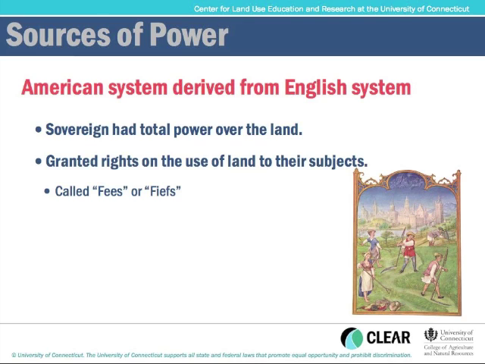Now, the sovereign could grant rights to their land, for the use of their land, to their subjects, and these rights that they granted were called fees or fiefs. This would allow the subjects the right to farm, to live on the land, to build on the land, to hunt, to do other things. So this idea of fief, you might have remembered the term fiefdom, comes from this system.